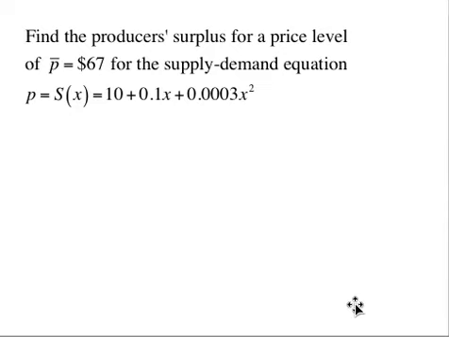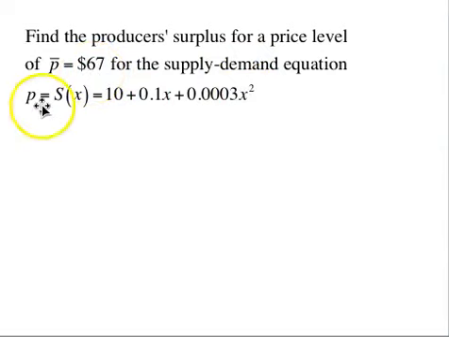Next up, we want to find the producer's surplus for a price level of $67 for the supply-demand equation given below. So this will be an increasing function. It's going up. At that price of 67, we want to find out what the producer's surplus will be. That'll be the integral of the top function, this time 67, minus the bottom function, this one. But we still need to figure out what is the x value that corresponds to that price point.